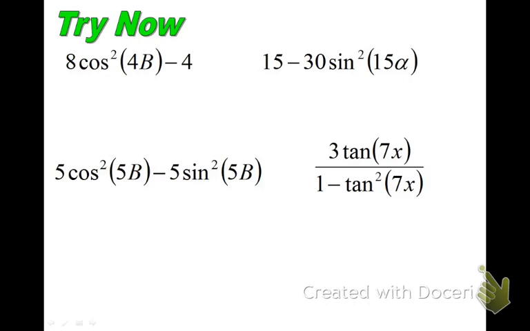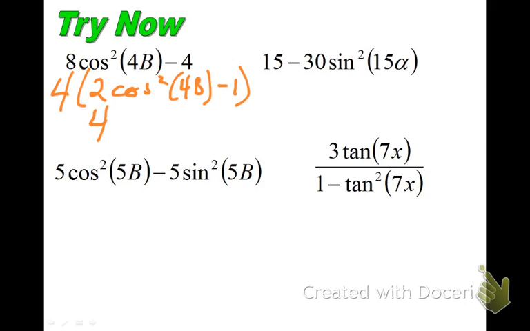Alright, let's see how you did. First off, let's factor out a 4 in this, which leaves you with 2 cosine. The 4 here doesn't change, because that's part of your angle. So it's 2 cosine squared of 4 beta, or b, minus 1. This would leave you with 4 cosine double angle, so it's 4 cosine of 8b.